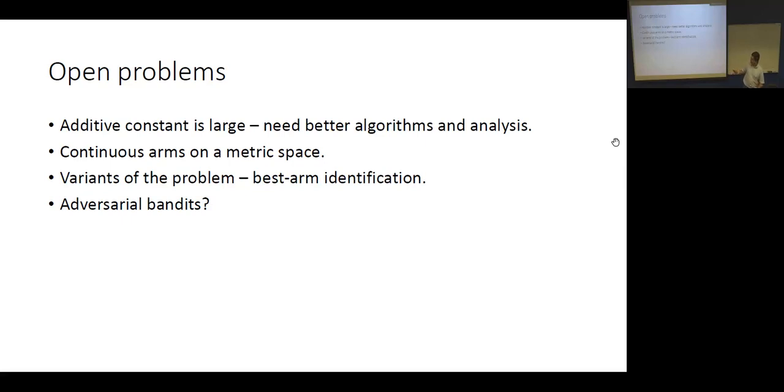Instead of regret, you could also think about best arm identification. So that's another interesting problem. And everything I've done is for stochastic bandits. I'm not very familiar with adversarial bandits, but I think extending any of this to that would also be a nice open area. Thank you. I'll stop with that.